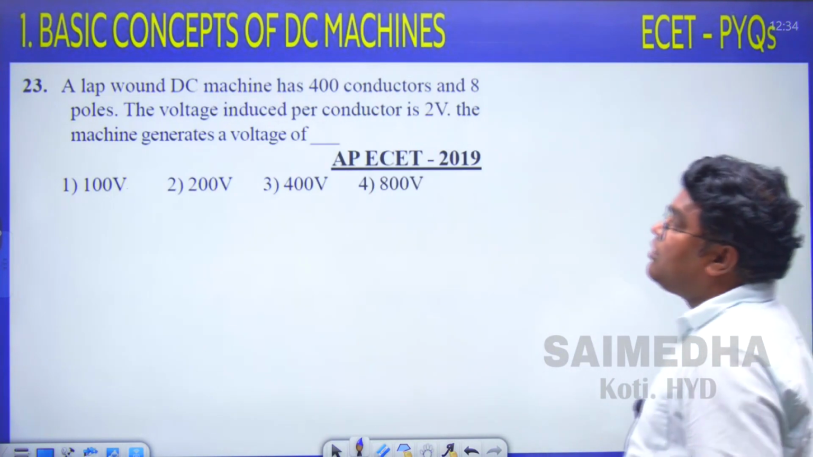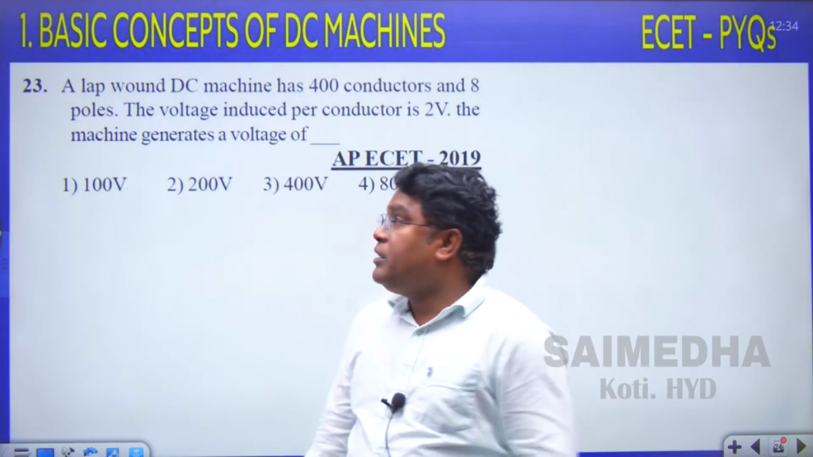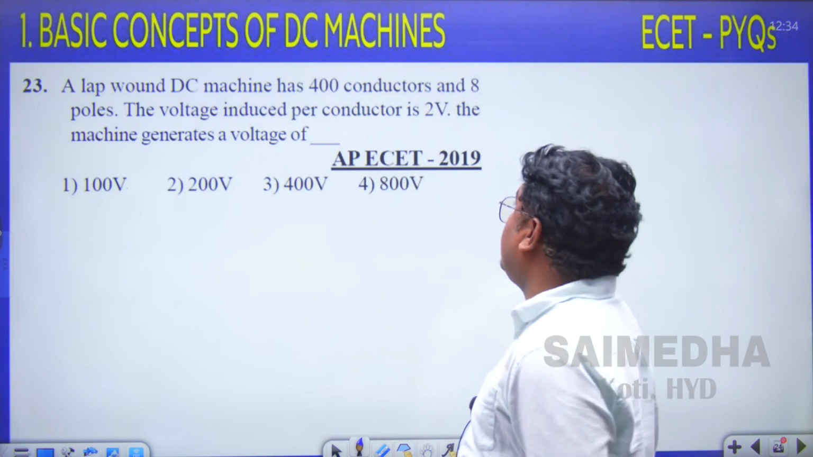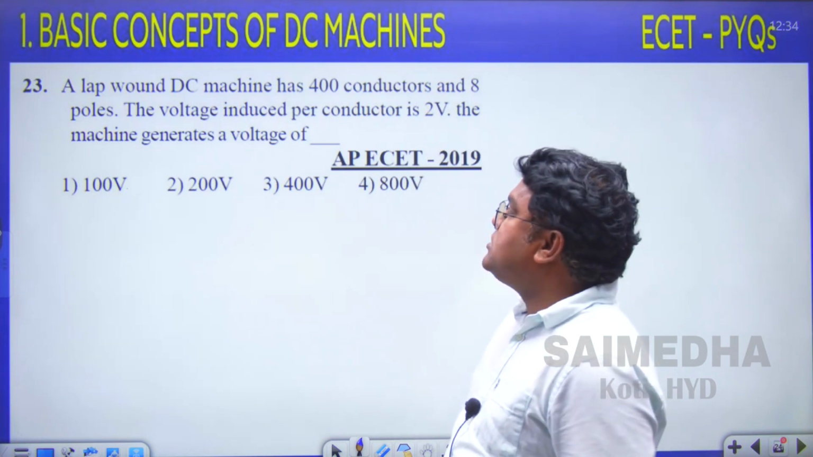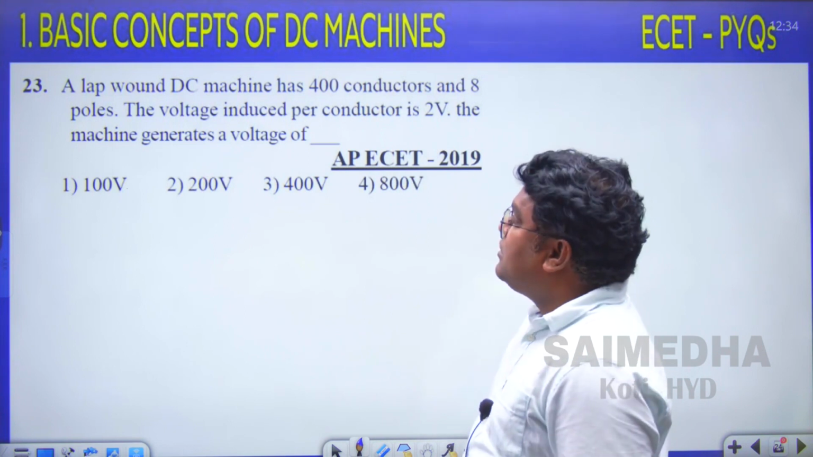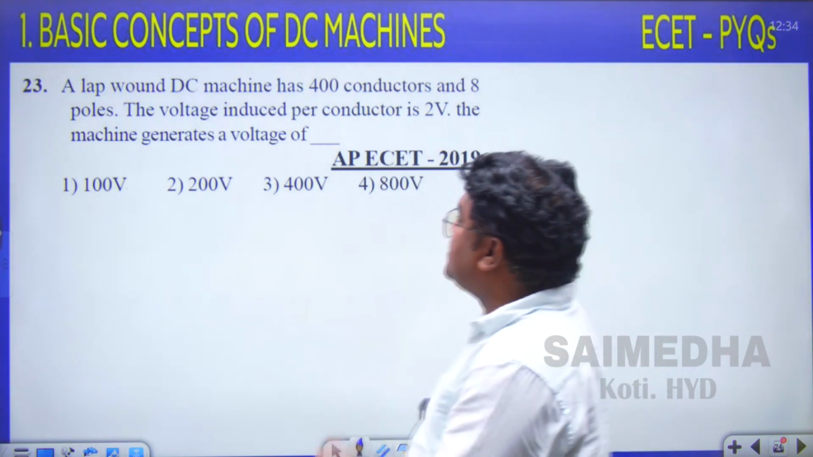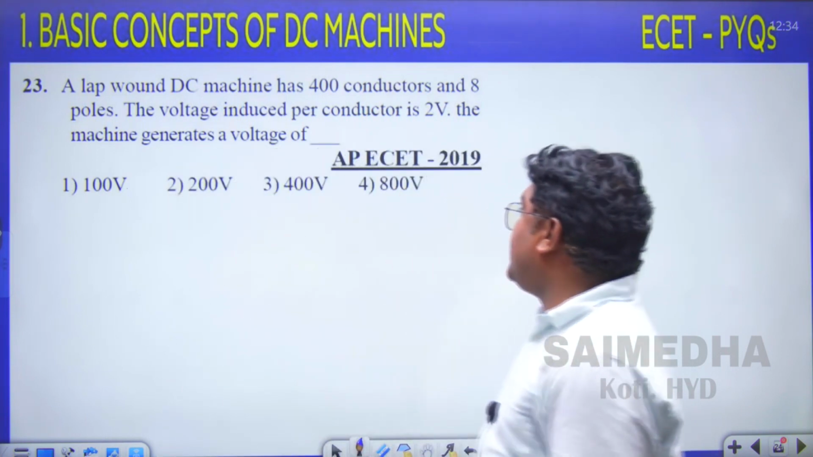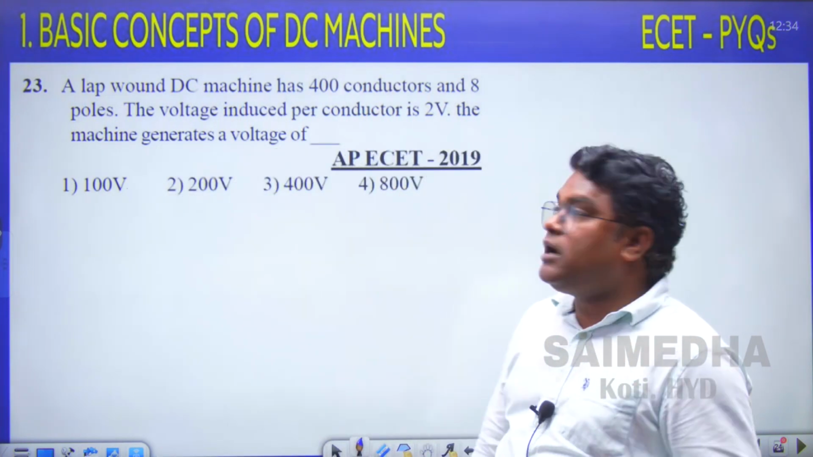And next one, question number 23. A lap-wound DC machine has 400 conductors and 8 poles. The voltage induced per conductor is 2 volts. The machine generated voltage is: option 1, 100 volts; option 2, 200 volts; option 3, 400 volts; option 4, 800 volts.